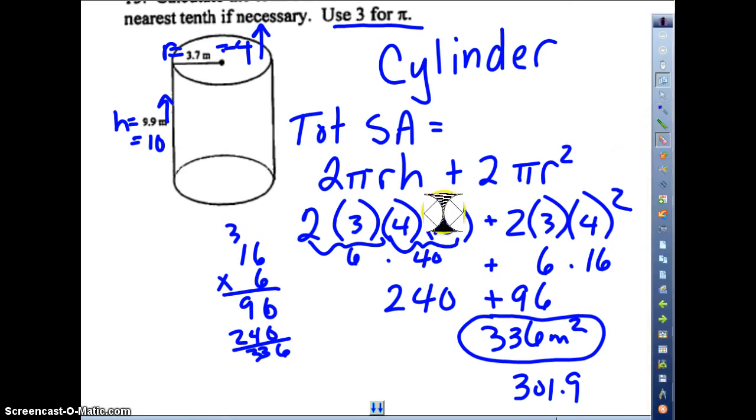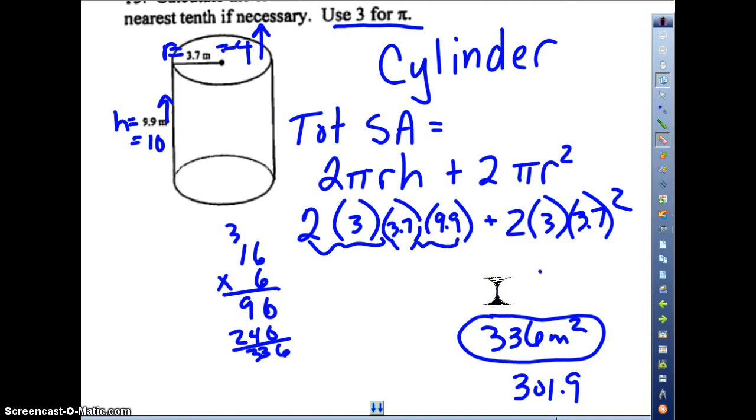Let's change my radius right here. Let's make it what it should be. And the height, let's make that what it should be. The radius was supposed to be 3.7. The height was supposed to be 9.9. Let's put in a 3.7 there, and I'm going to pause the video while we actually calculate the real number, and we'll compare. I hope it's that 301.9. So I'm going to pause the video here a minute.